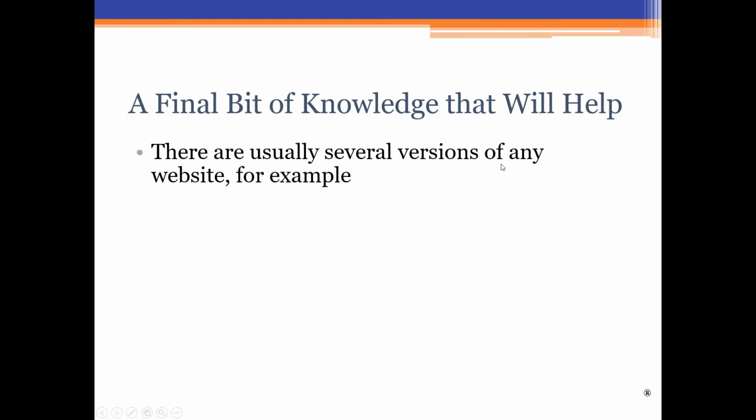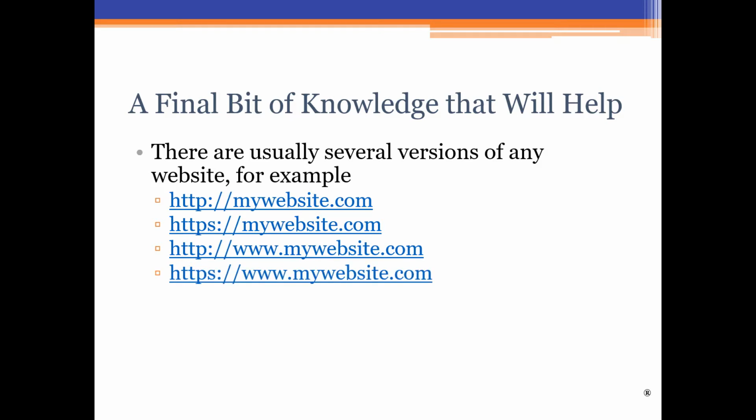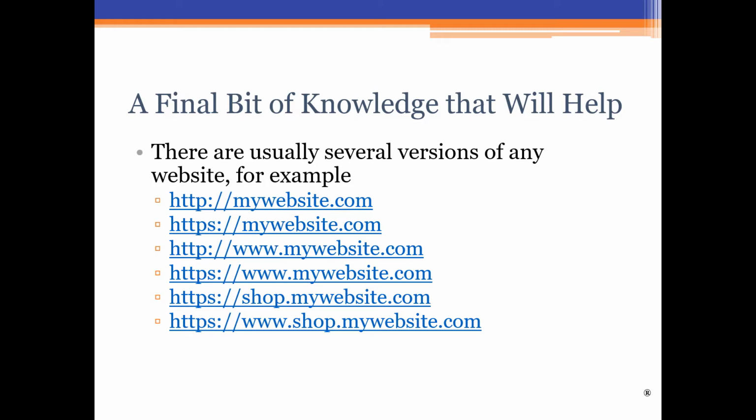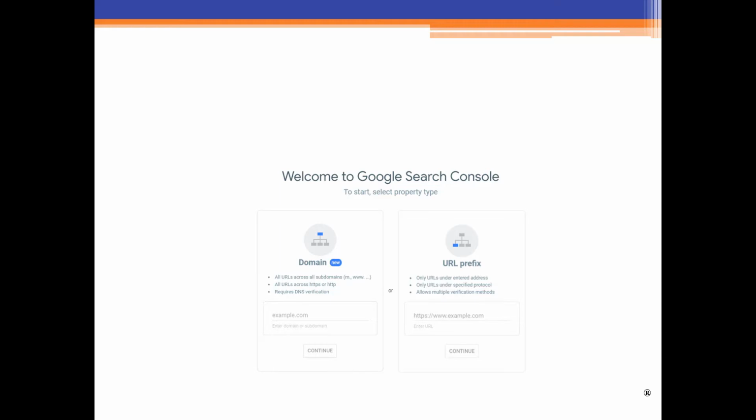So first of all, let's remember that there are several versions of any website, and those would be the versions with or without the HTTPS. In other words, whether your site is running secure or not secure. Then there's also the versions of your site that carry a www, which is technically a subdomain. And then you might also have additional subdomains. All of those are considered technically by Google to be different website properties. And all of those do have a common domain that you can see running through all of them, which is mywebsite.com.